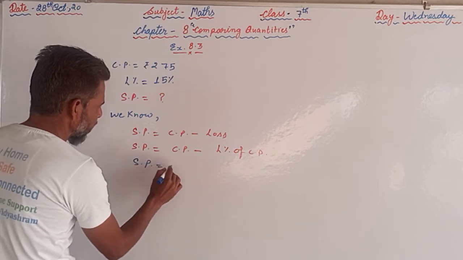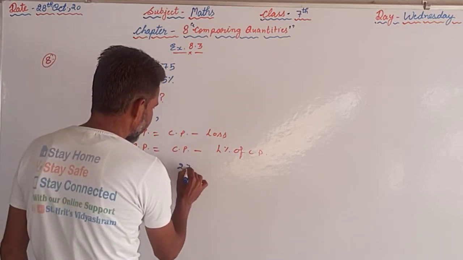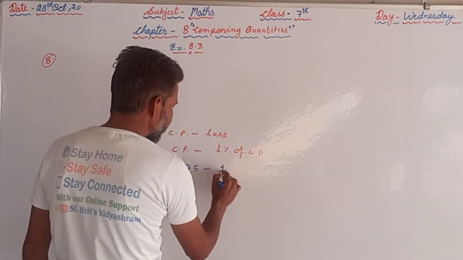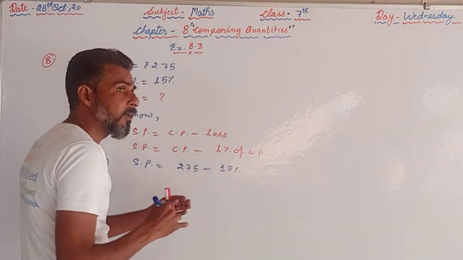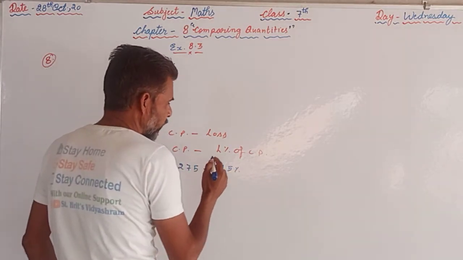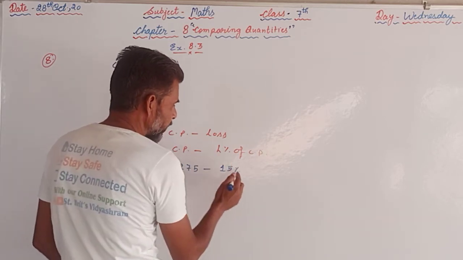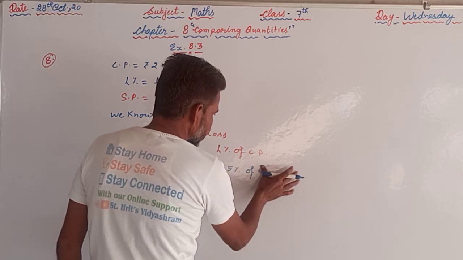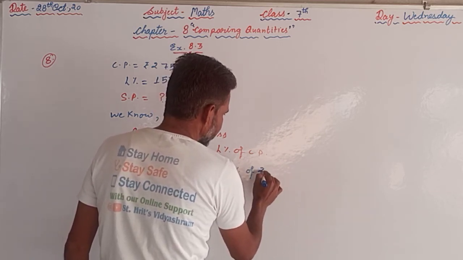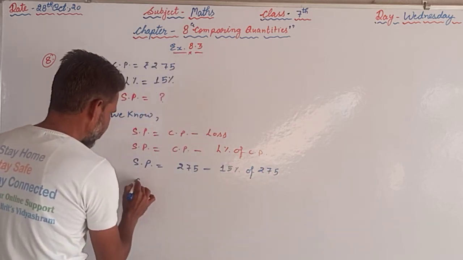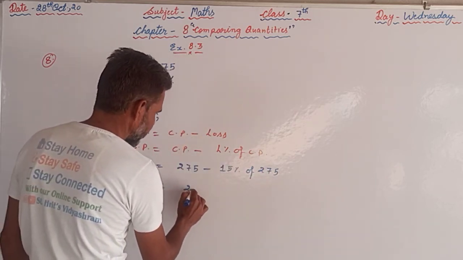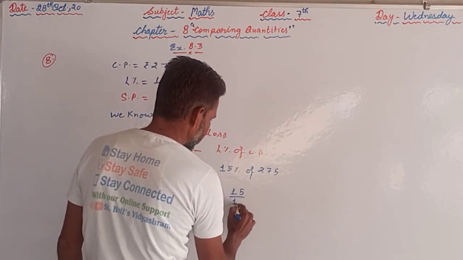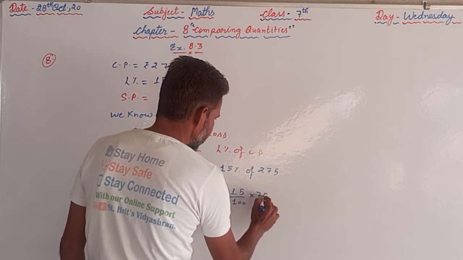From here SP is equal to CP, which is 275, minus how much is the loss percent, that is 15%. 15% of what we have spent, means the cost price, 15% of CP, and CP is 275. So, SP will be 275 minus 15%, means 15 upon 100 into 275.